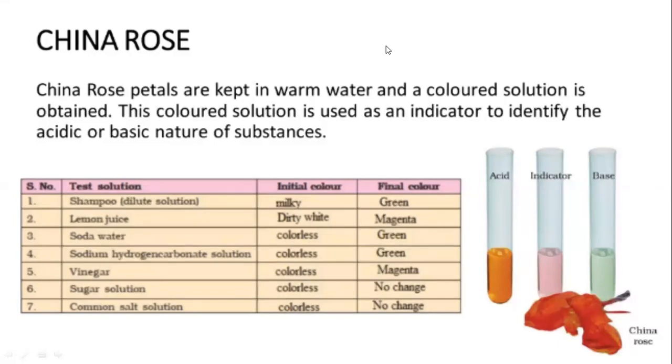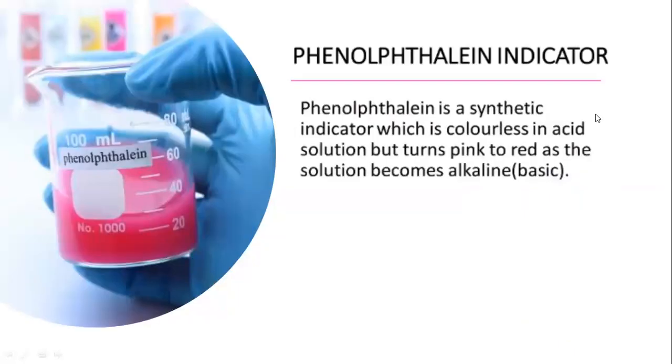Okay, sugar solution is neither acidic nor basic. Common salt solution is also neutral. Hence, no change. So therefore, here you can see the test tubes: acid, magenta color; indicator is itself light pink color; and base is green in color. In bases, it gives green color. You should just be able to identify whether a given substance is basic or acidic.